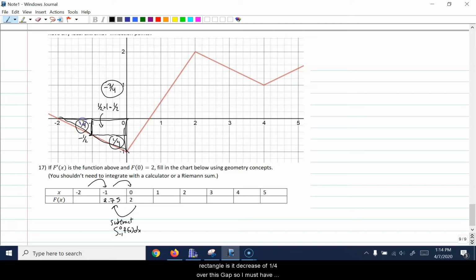It's a decrease of 1/4 over this gap, so it must have been at 3 before it decreased by 1/4 to land at -1. What's going on between 0 and 1? This is a tricky one. There are 2 triangles here.